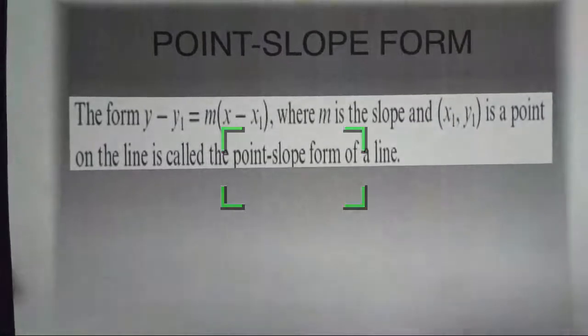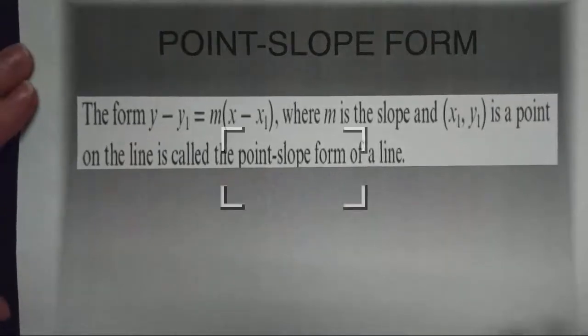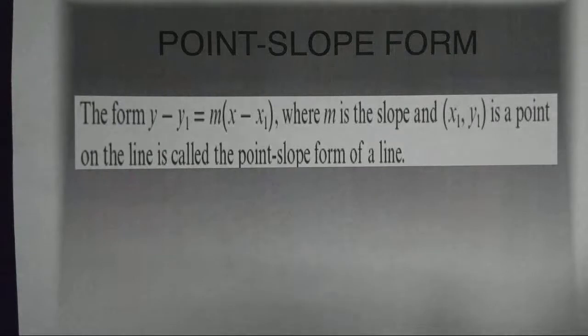Now we're going to talk about a new form of a linear equation. The form you've always used up till now was y equals mx plus b, and that's called slope-intercept form. The reason that's called slope-intercept form is because in order to create the equation of your line, you need the slope and the y-intercept, hence slope-intercept.